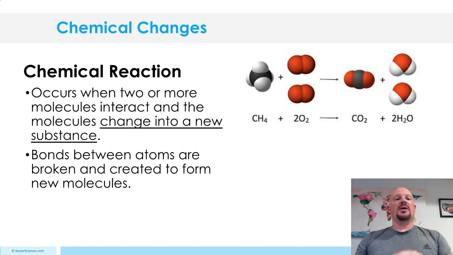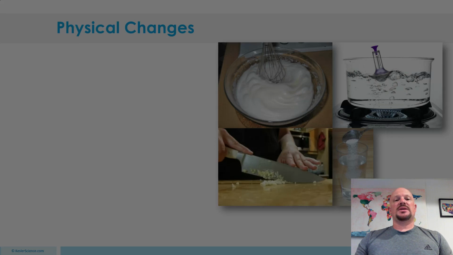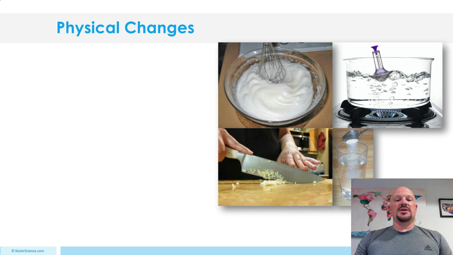But before we work with chemical reactions, we have to make sure that we understand the difference between a physical change and a chemical change. In the same way we need to know the difference between physical properties and chemical properties, we need to be able to identify those changes as well. So let's start by looking at physical changes.